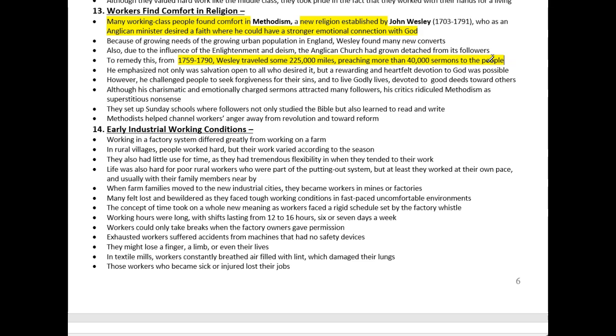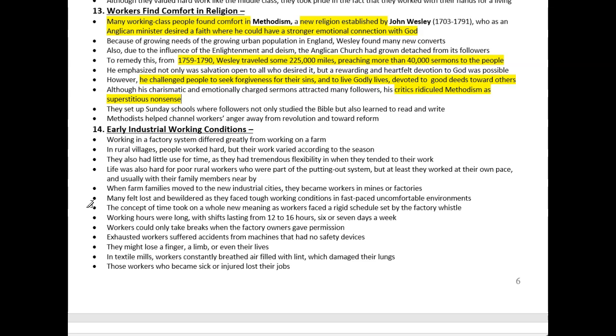All right, let me just look here quickly. I think I'm going to add two things here to highlight two things. He challenged people to seek forgiveness for their sins and to live godly lives devoted to good deeds towards others. And then we'll say critics also ridiculed Methodism as superstitious nonsense. Okay.